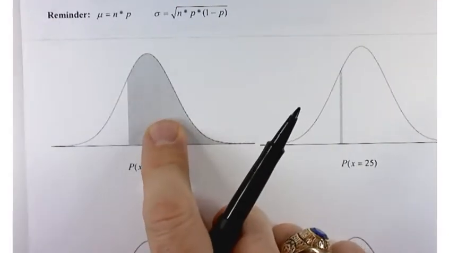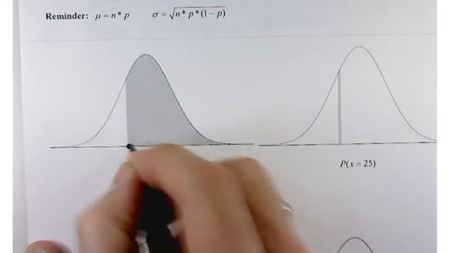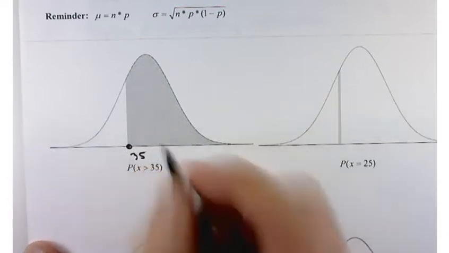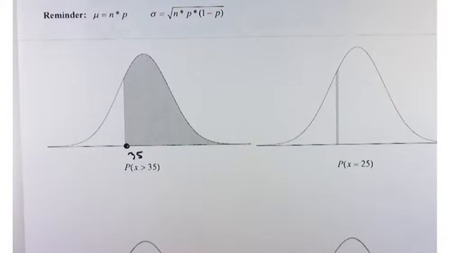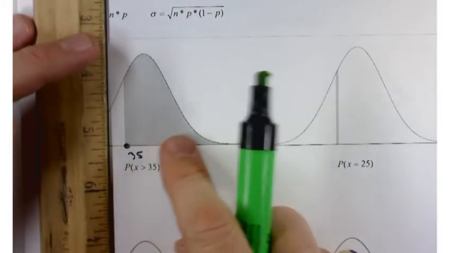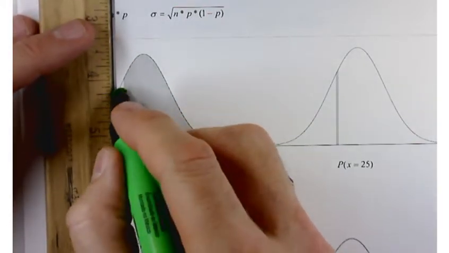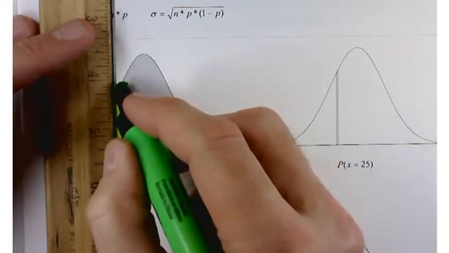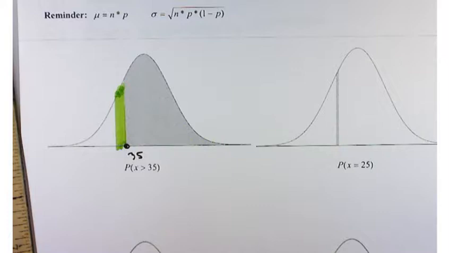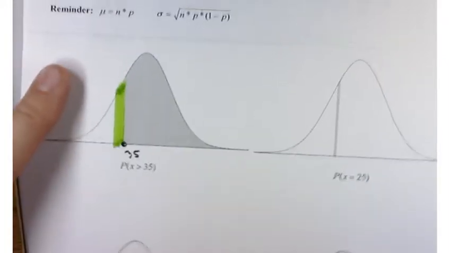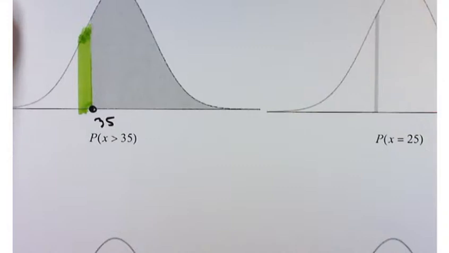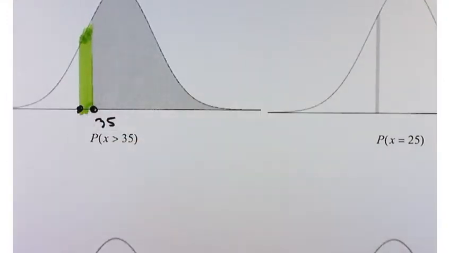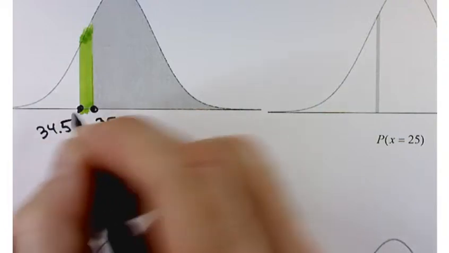Why don't you try this one down here? So this is the probability that x is greater than 35, so I got a 35 here. What would you actually have to do in order to find a corresponding probability using this curve? What would you be looking up? Well, if you made it bigger by 1/2, what number is going to be there? 34.5. Okay, so again, it's just making it bigger by 1/2.